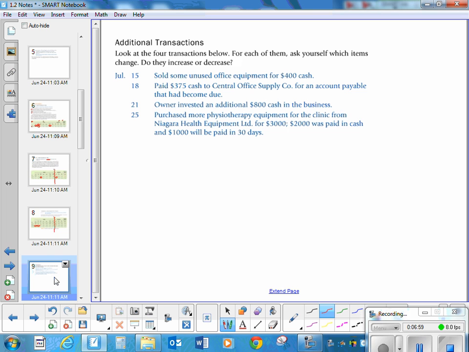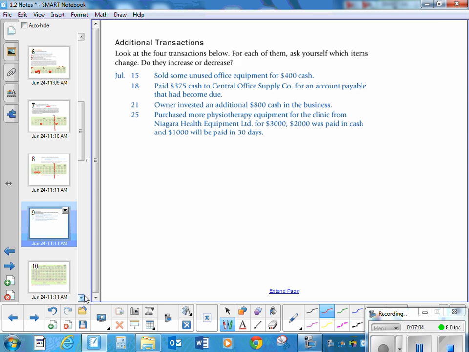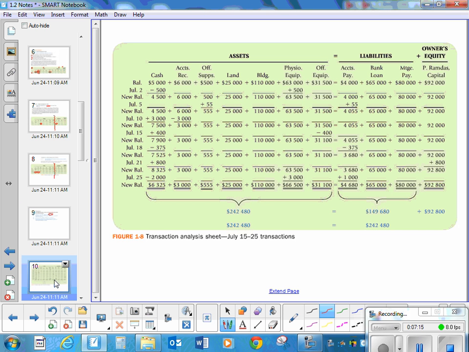Okay, here's some more. I'm going to have to kind of flip between these two pages, so bear with me. July 15th, sold some unused office equipment for $400 cash. I always like to look at my cash first. So if you flip over to here, we're right here. So your cash is going up $400. And because you sold office equipment, your office equipment is going down $400. And if you think of this as being the left and the right side, the left side went up and then it went back down, so it's still in balance.